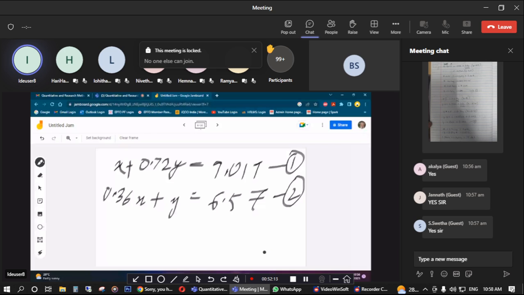Please make a note. In the method of least squares, first we find out the R value, and then only we proceed with the other values of x and y.